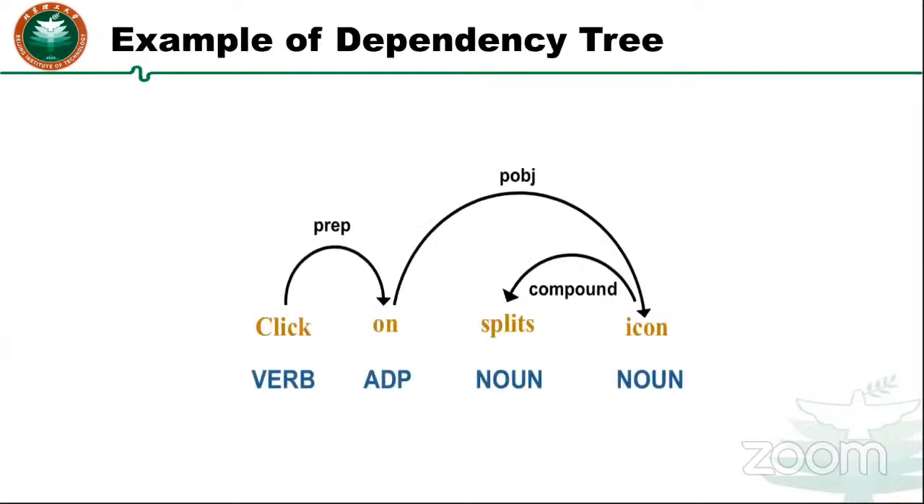This is an example of a dependency tree. From the tree, we locate the verb, the root of the tree, as the action word. We select the noun phrases associated with the verb as target UI elements.